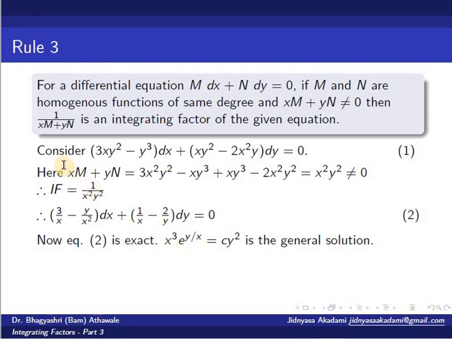Okay. So the method is simple. If M and N are homogeneous functions, calculate xM plus yN. If it is not 0, its reciprocal is an integrating factor. Then reduce the given differential equation to an exact one and then solve the exact differential equation.